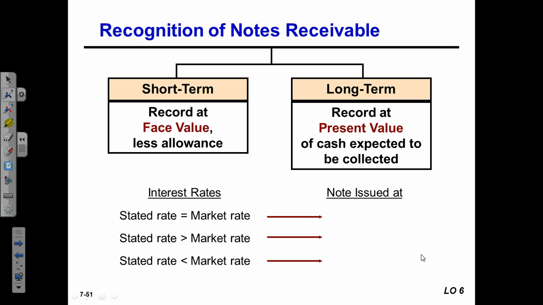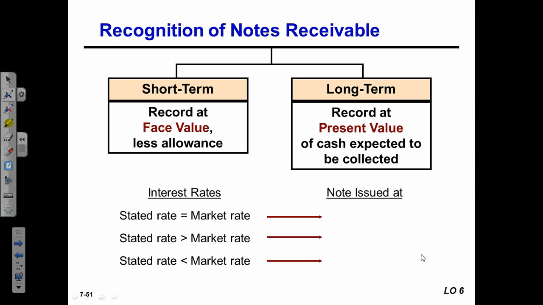All right, so how do we record it? Short term is just like an account receivable. Face value less the allowance. Got it? That makes sense, doesn't it? Why? Very short term. Yeah, liquid, not much time going to go by, right? We don't have the time value of money to consider.